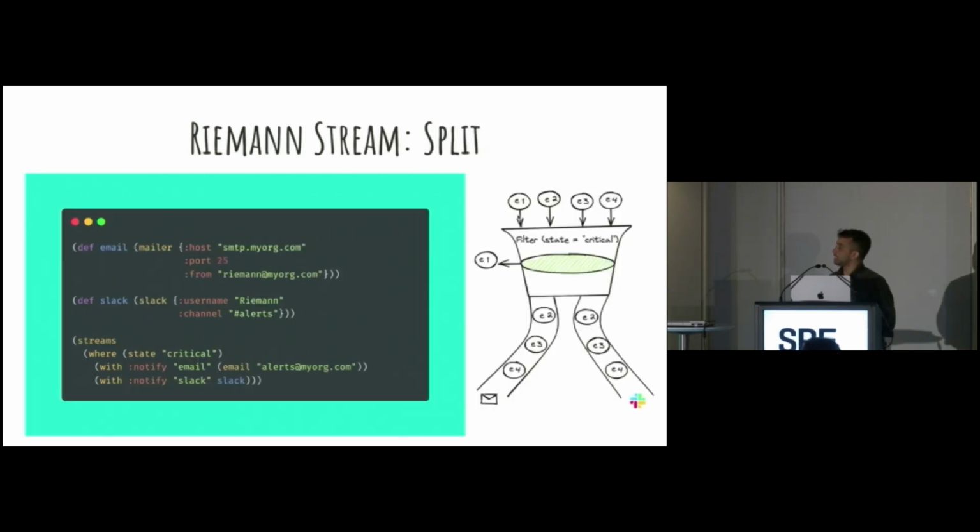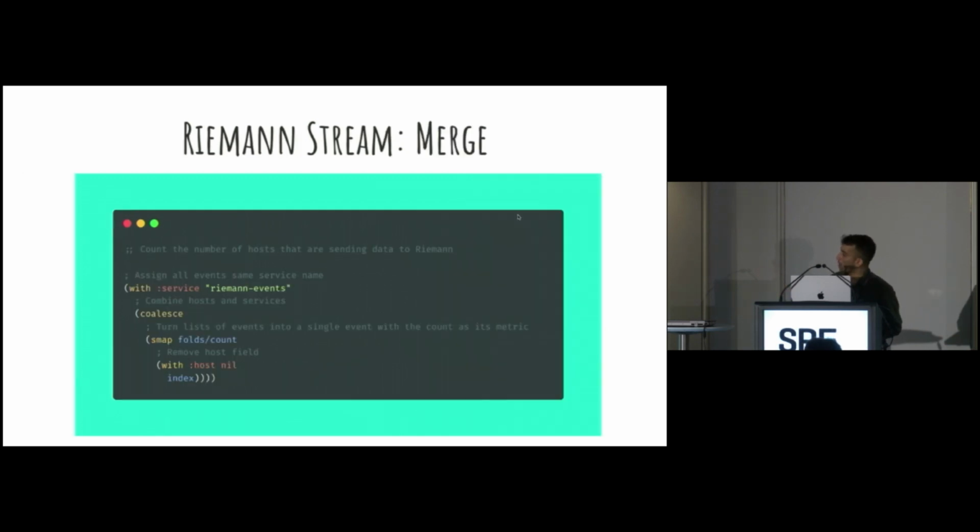Next, we are looking at how a stream is split into multiple streams. By default, any Riemann stream actually splits the events into multiple streams. So here we have events which are actually getting copied to two child streams. One is email and another is the Slack message.